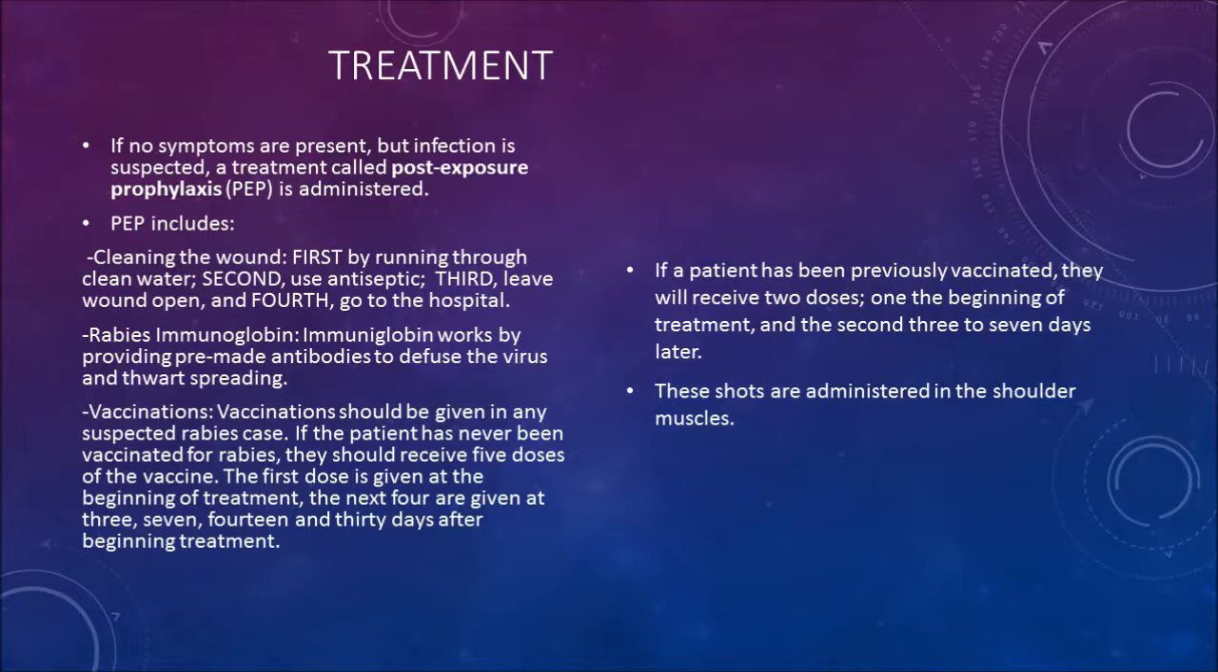If the patient has never been vaccinated for rabies, they should receive 5 doses of the vaccine. The first dose is given at the beginning of treatment, and the next 4 are given at 3, 7, 14, and 30 days after beginning treatment. If a patient has been previously vaccinated, they will receive 2 doses, one at the beginning of treatment and the second 3 to 7 days later. These shots are administered in the shoulder muscles, and they are very expensive. A series of these shots can cost anywhere from $2,000 to $7,000.